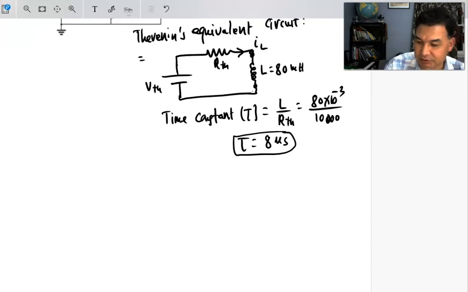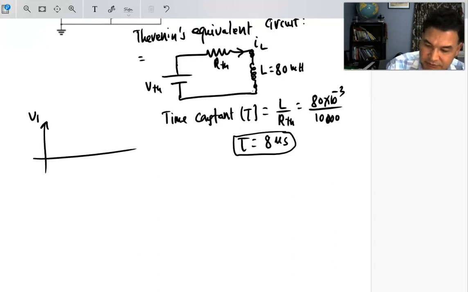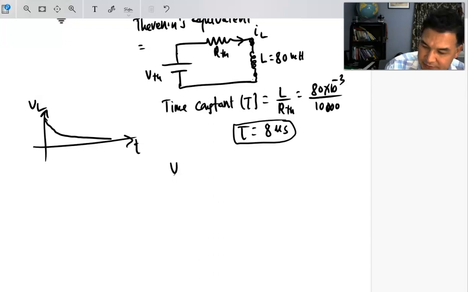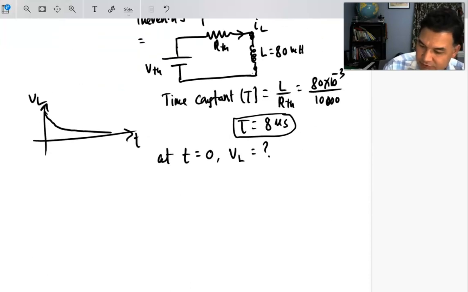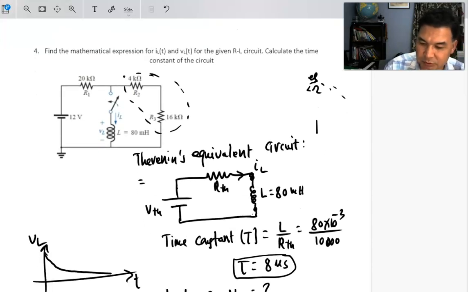Now we know how voltage behaves. In an inductor, voltage decreases over time. It exponentially decreases over time, like that, and then you can directly write it down. But you need to know the initial voltage at t equal to 0. What was the voltage across the inductor at t equal to 0? Then you have to do this here, which is the voltage across the second 20 kilo ohm, which was 6 volts. So just before you close the switch, what was the voltage across the inductor?